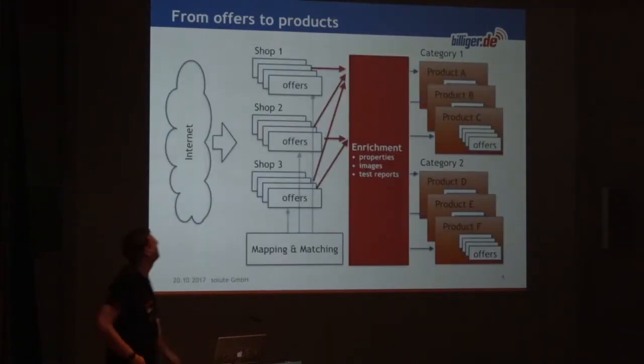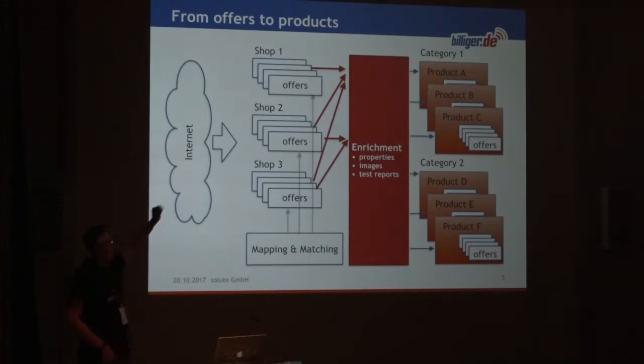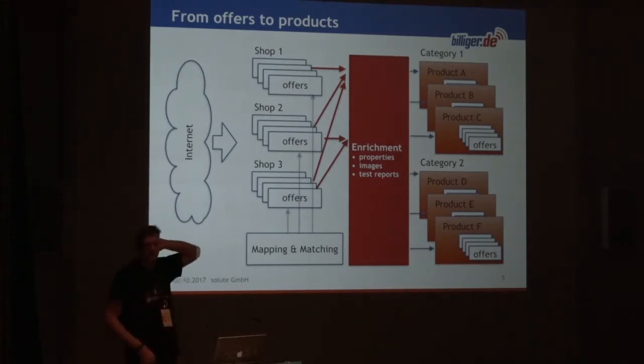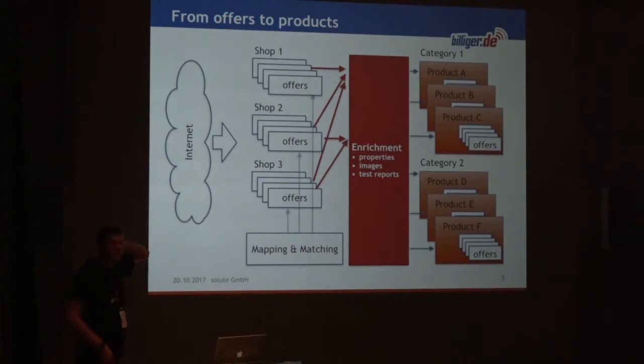Now, where do we get that from? In principle, it looks very simple, just with a lot of data. The shops provide us with data feeds for the offers. So we are not doing any scraping. All the offers that you see on billiger.de come in through data feeds from the shops. Then we have a process called mapping and matching, which does the categorization and the clustering of those offers.